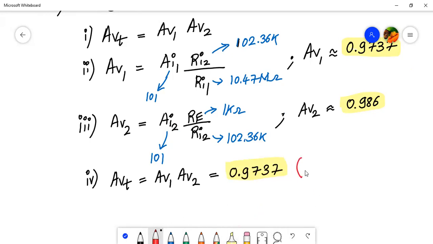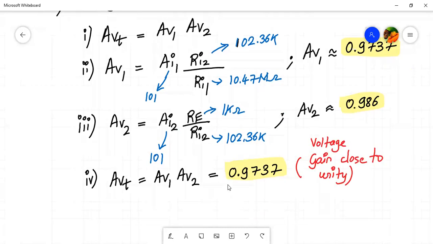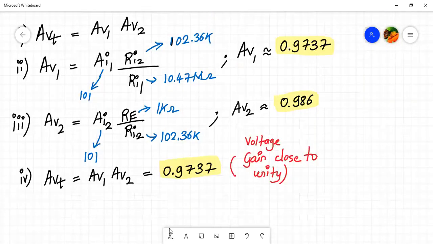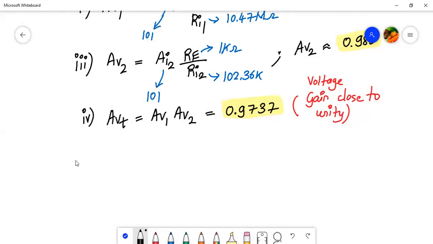Voltage gain close to unity. That is what we expect from the Darlington pair amplifier. Now, following are the observations from the numerical. Let me add the observations over here, because we have the numbers with us right now. So we can make the following observations.